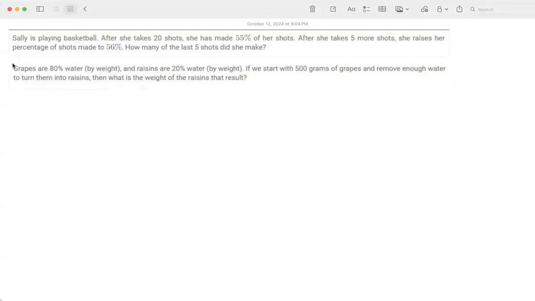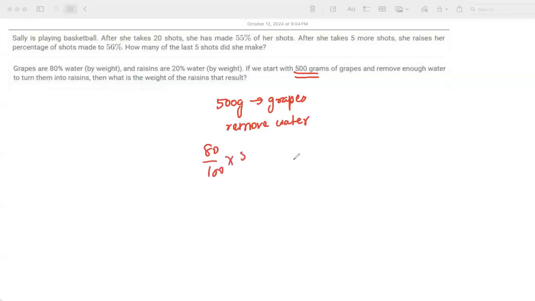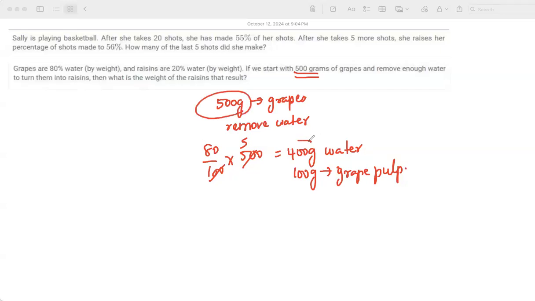Grapes are 80% water and raisins are 20% water. Grapes are 80% water and 500 grams. Remove water. How much water? 80% water is removed. Now, in this scenario, of 500 grams, 400 grams was water, 100 grams was pulp.